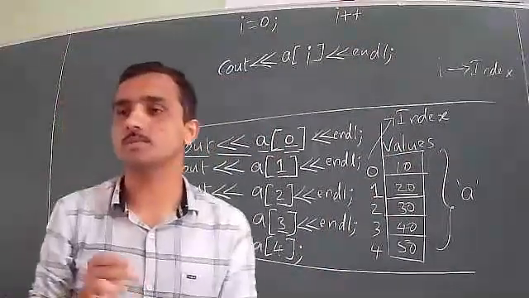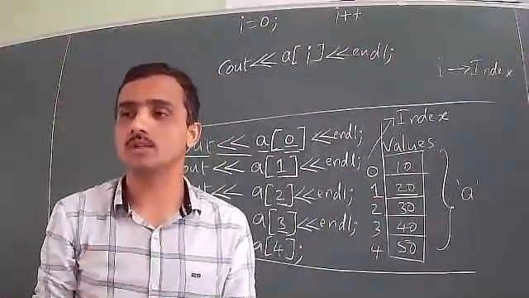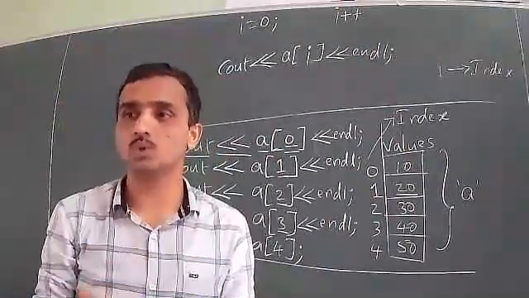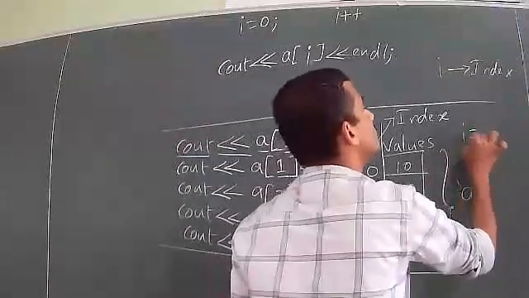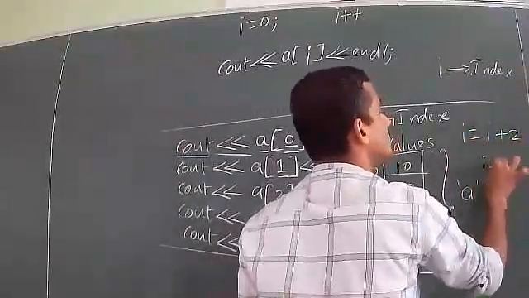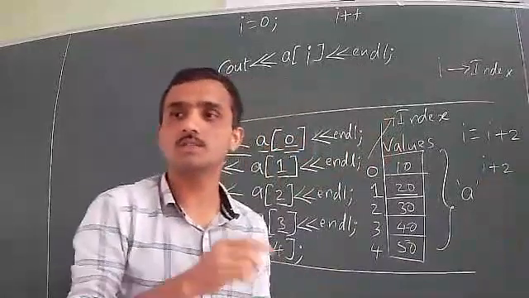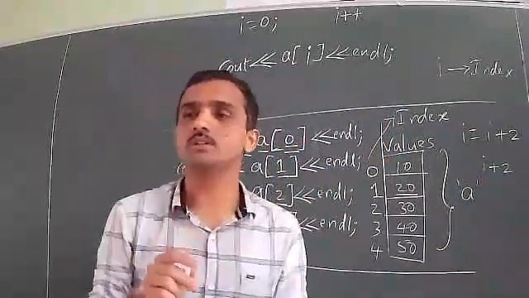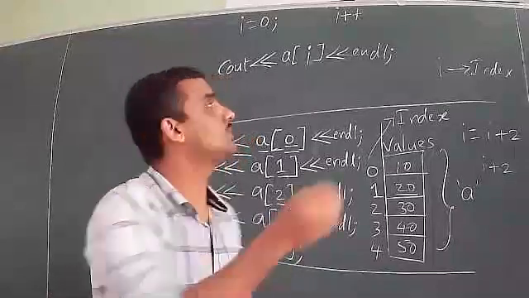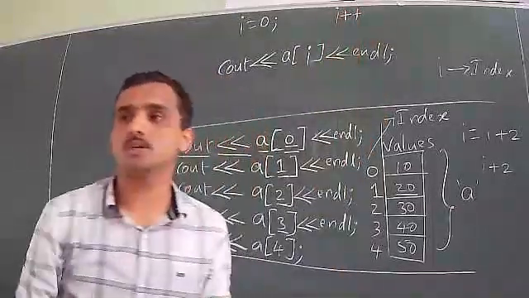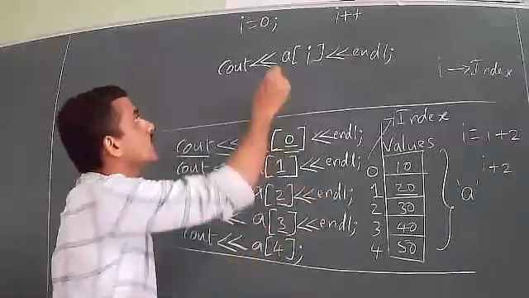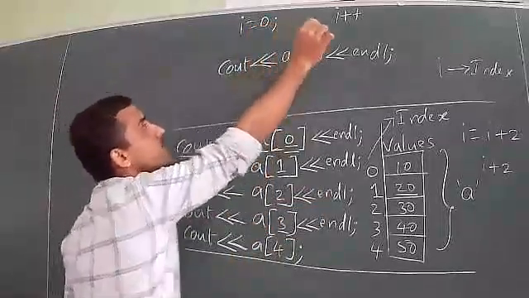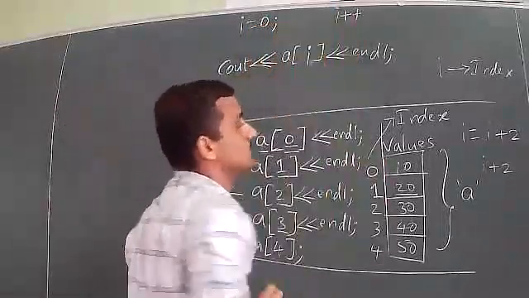Why do we have to take I plus plus? It is increasing by 1. If it was increasing by 2, then we would have taken I is equal to I plus 2. Simply don't say I plus 2; you have to say I is equal to I plus 2. Only for an increase by 1 do we have the facility I plus plus. That is the increment operator. So the starting value is 0 and it is increasing by 1 each time. So we have to take I plus plus.